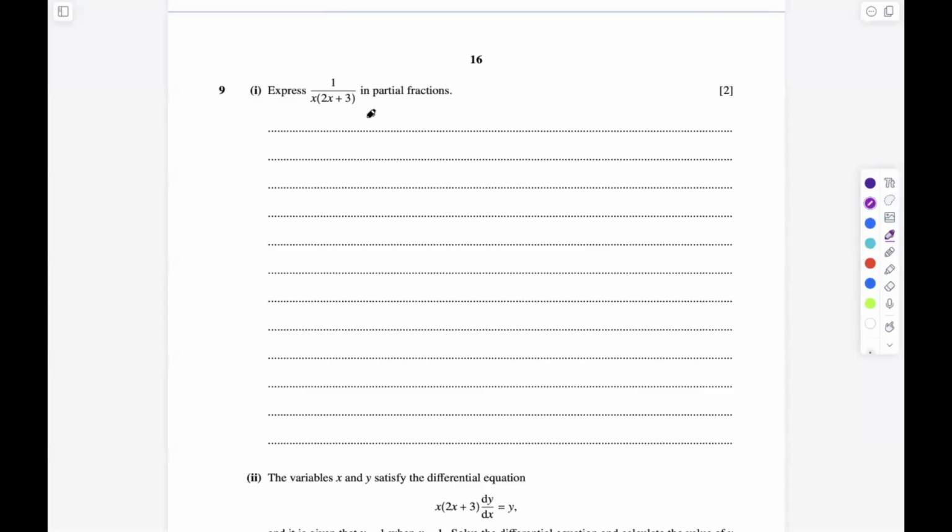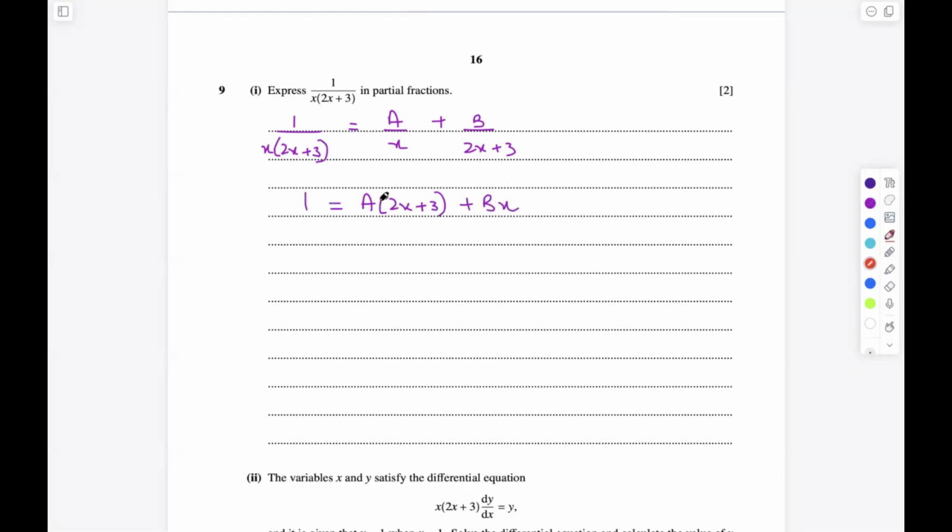In question 9, part 1, we have to first express 1 upon x(2x plus 3) in partial fractions. So to express this into partial fractions, we'll first write it as a upon x plus b upon 2x plus 3. Now taking the LCM, a will multiply by 2x plus 3 and b will multiply by x. And it is equal to the numerator on the left hand side, which is 1.